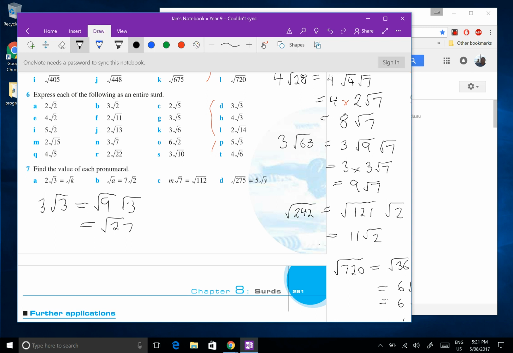Let's do the next one. 4 root 3. Well, 4 squared is 16, so square root of 16 times root 3, and 3 16s are 48. 2 root 14. Well, 2 squared is 4, so it's root 4 times root 14. 4 4s, 16, carry the 1, 56, root 56. Just better check that one. I did that really quickly. 6L.